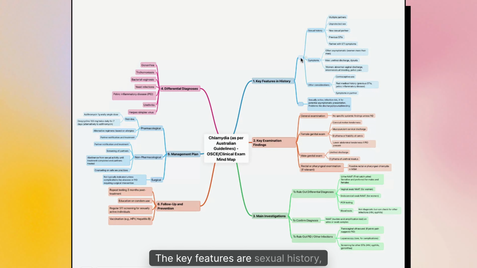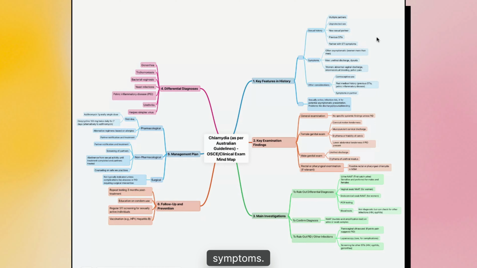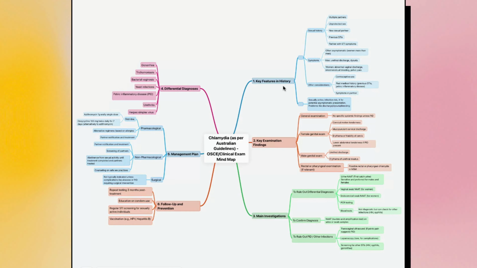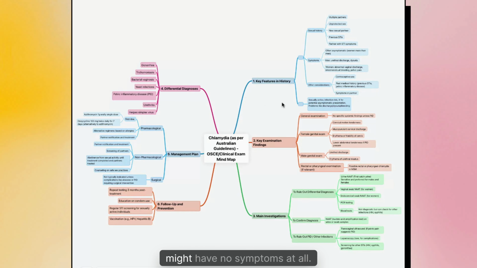The key features are sexual history, if they have multiple partners, if they had unprotected sexual intercourse, if they had a new sexual partner, past history of STIs, and partner with STI symptoms. And usually, chlamydia is most often seen in women, and some women present with vaginal discharge, intermenstrual bleeding, and pelvic pain. Then you need to ask about the contraceptive use, past medical history, which is any previous STIs, pelvic inflammatory disease. And the other thing I ask is if the partner has any symptoms, because sometimes this patient, the female patient, might have no symptoms at all.